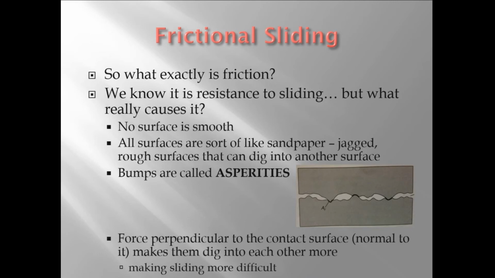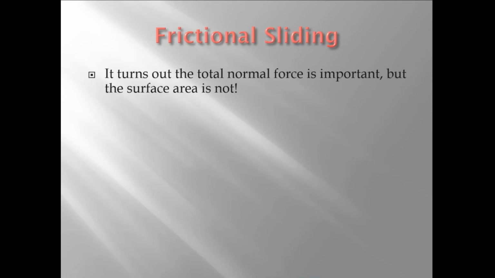Normal stress is force that's perpendicular to the surface. So it turns out, though, that the amount of the force is important, but not the actual surface area. You figure if you spread the same force out over a large area, the little jagged edges don't dig in very much because it's spread out so well. If it's over a narrow area, they dig in really tightly, and it ends up being the exact same amount of friction.